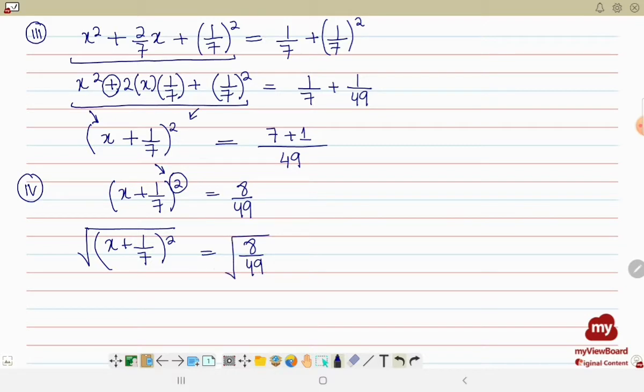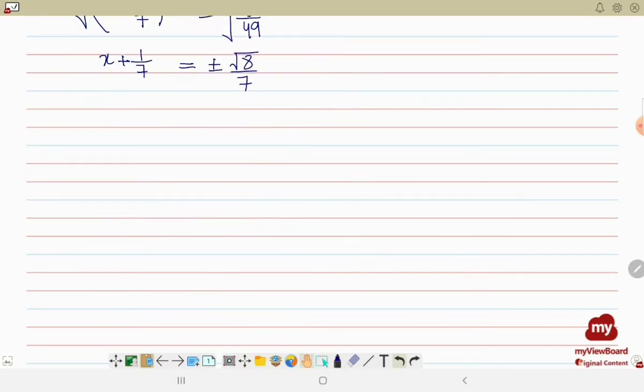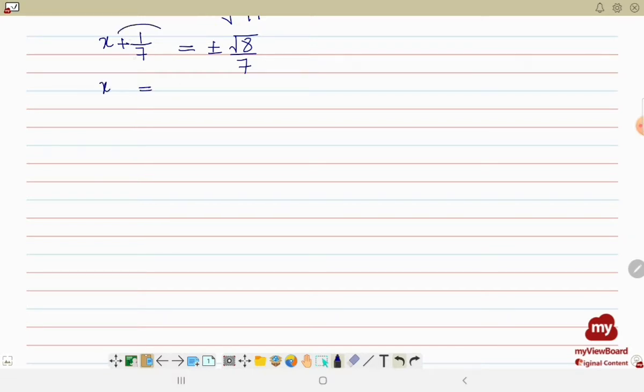This square will get cancelled by the root, and we are left with x plus 1 by 7. And on the right hand side of the equation, it will be square root 8 over 7, and we'll write plus minus with it. Now we just have to solve the equation for the value of x. So x will remain here, and then we'll shift 1 by 7 to the other side of the equation, and it will be minus 1 by 7 plus minus square root 8 by 7.